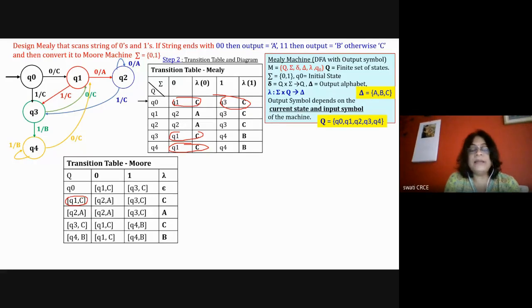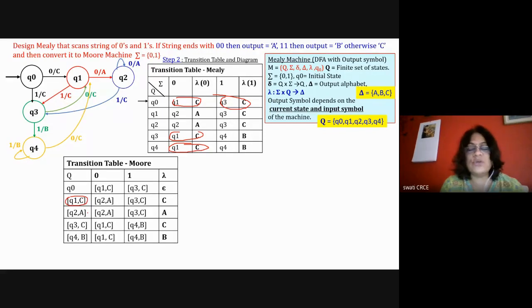But it may happen that you get Q1 comma C here and Q1 comma B there. If you're getting that, then you need to write down two different states: a state Q1 which generates the output C and another state Q1 which generates the output B. But here we are getting all the same, so we are writing it here only once. If you are getting Q1 comma C and Q1 comma B, then you need to create two different rows of the Moore machine. We will see one more problem tomorrow with such differentiation. Today's problem is simple, with only one possible combination.